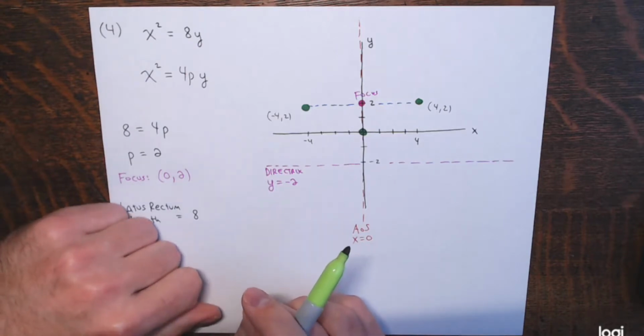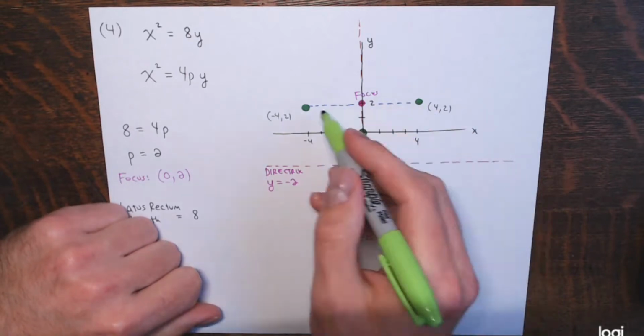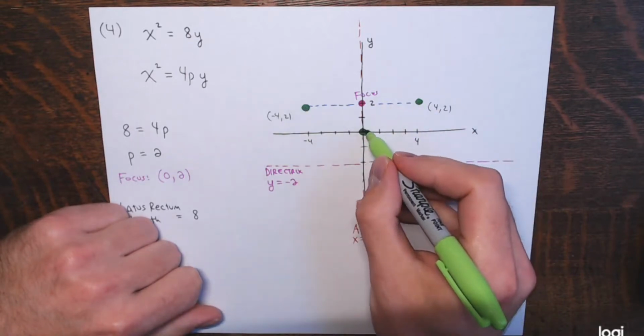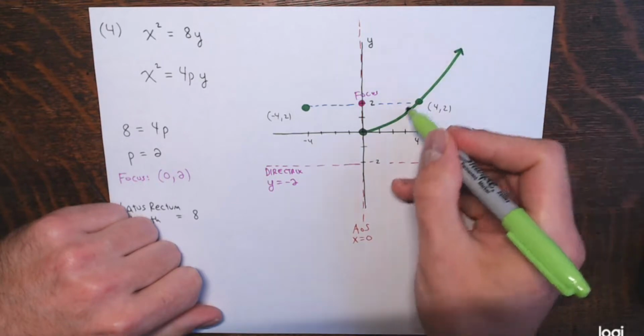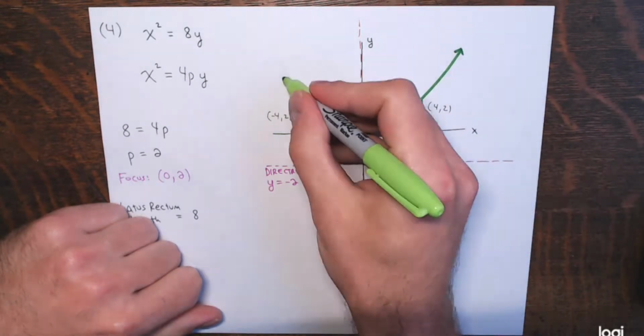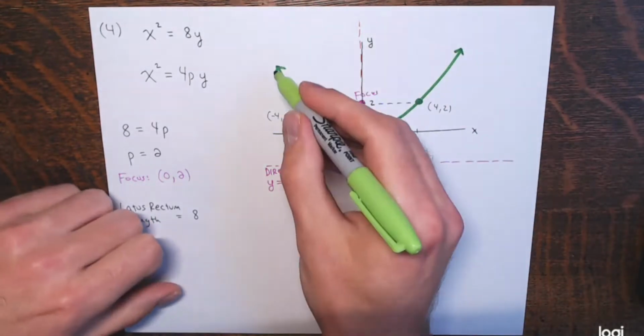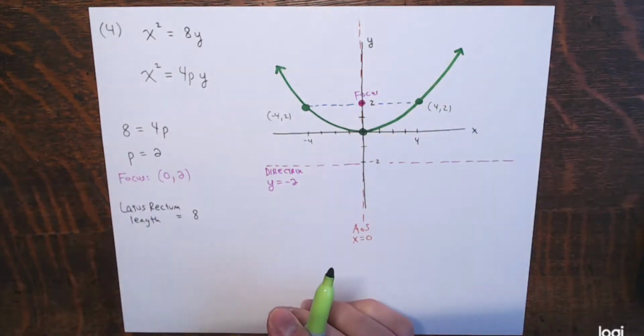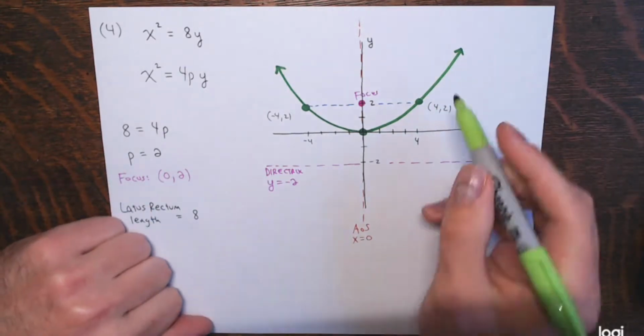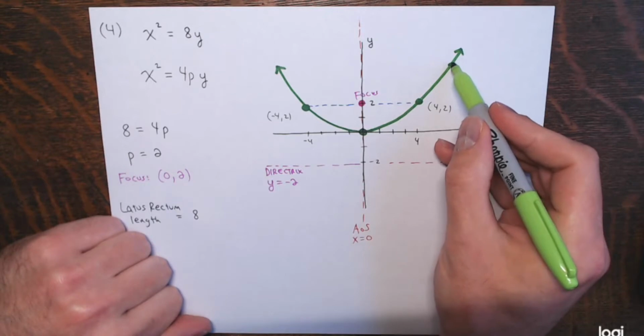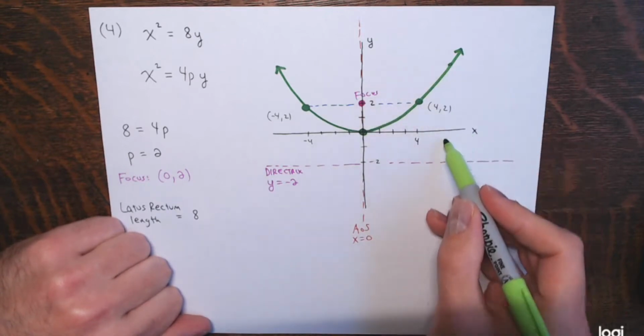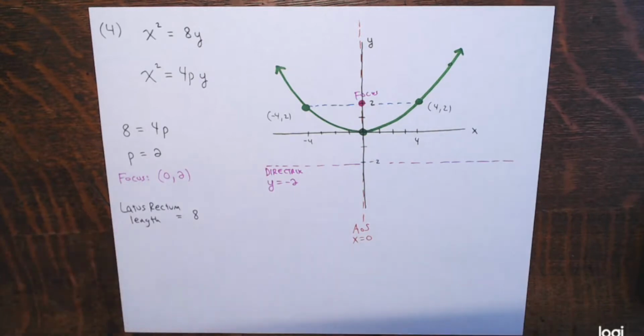And now that I have the vertex and these endpoints in, I can make a rough sketch of the parabola like that. And there's all the points on your parabola. And again, if you take any point on the parabola, take the distance to the focus, it should be exactly the same as the distance to the directrix, straight to the directrix. But I'll leave it to you to play around with that.